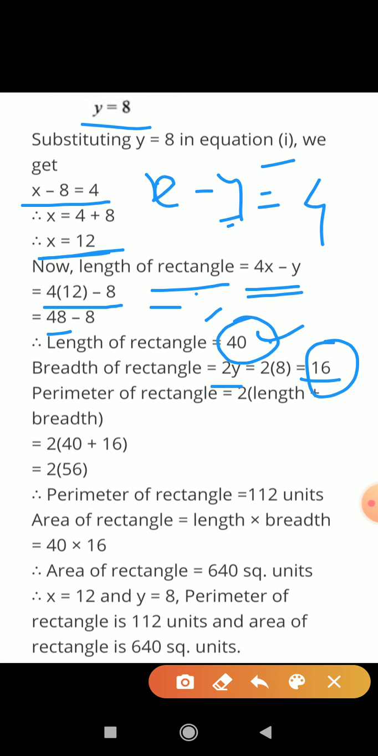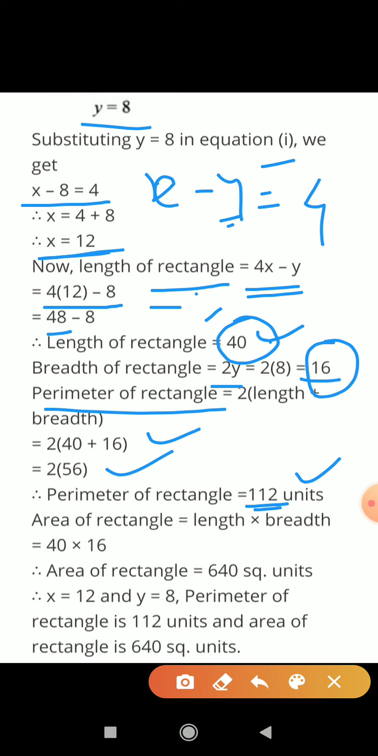Now from this length and breadth we can easily calculate both the perimeter as well as the area. Now the perimeter of the rectangle has the formula 2 into (length plus breadth). So put the values: 2 into, in brackets, length is 40, breadth is 16. So 2 into 56, thus we get 112. Unit is not given, so we are writing units here. So the perimeter of the rectangle is 112 units.